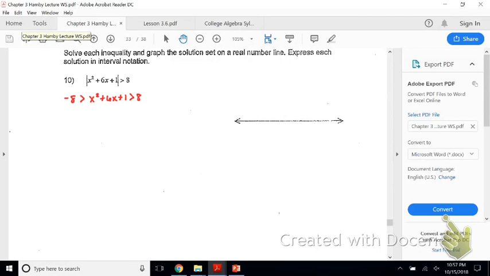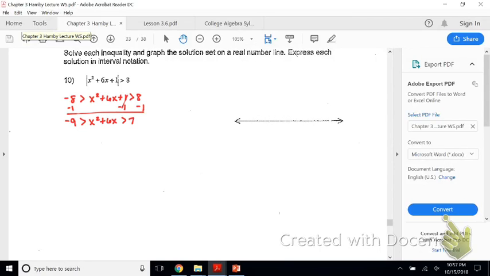Alright, so the best way to do this, guys, is completing the square inside. So I need to get rid of that constant term, the 1. Now remember, what you do to one part of this, you have to do to all, and there are 3 pieces to it. So you have negative 9 is greater than x squared plus 6x, which is greater than 7.